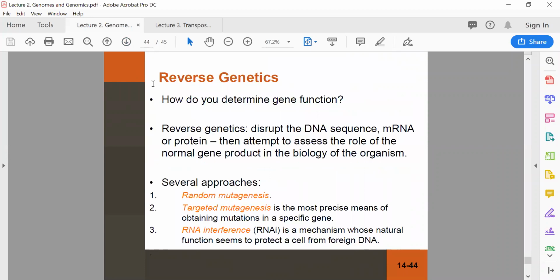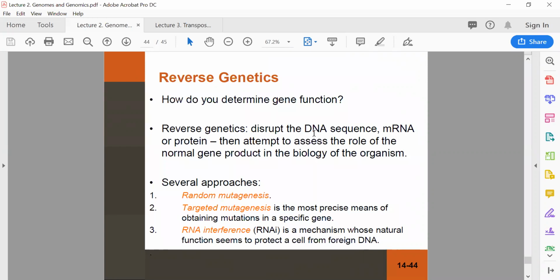All right, and finally, I believe we're nearly finished with this lecture. A little bit more on reverse genetics. So how do you determine gene function? In this process of reverse genetics, you would disrupt the DNA sequence somehow. You would mutate or interfere with the DNA sequence, or the messenger RNA, or the protein. In doing that, you're going to cause some sort of mutant phenotype, some sort of problem with the plant, for example.